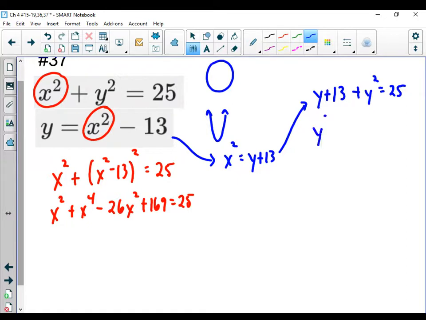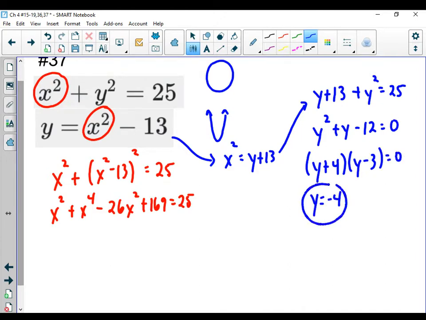So over here on the left side, I had the y squared and I had the y. If I subtract 25, I now have negative 12. And this is a heck of a lot easier to deal with than what we had before. So if I try to factor this one, I can do y plus 4 and y minus 3. Which means I have 2 y solutions, y equals negative 4 and y equals 3.